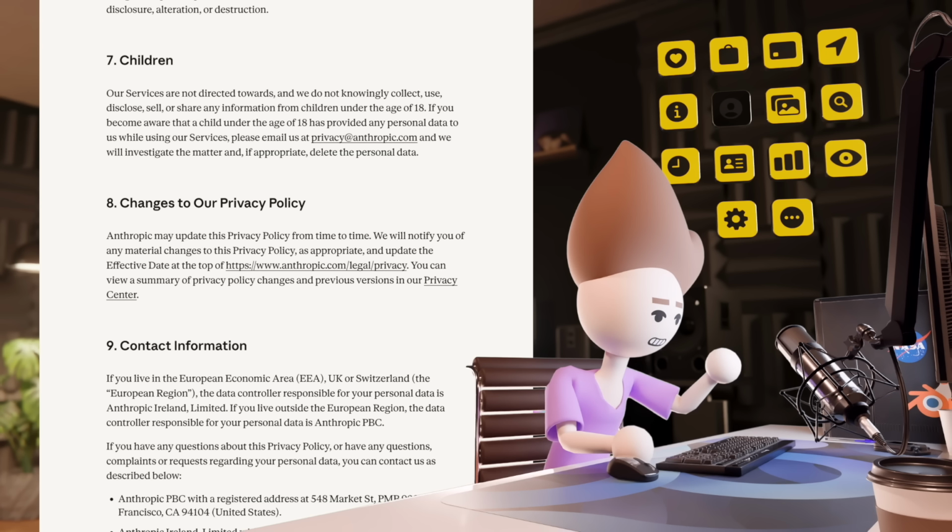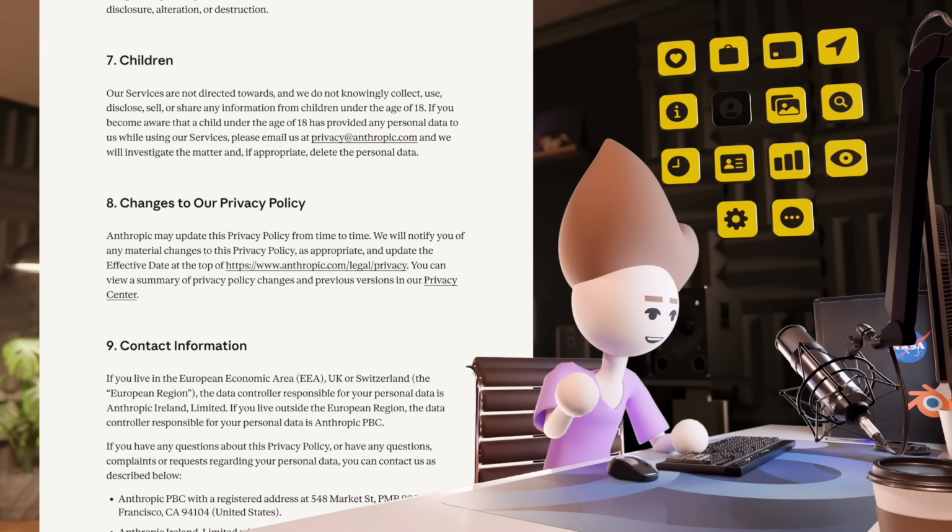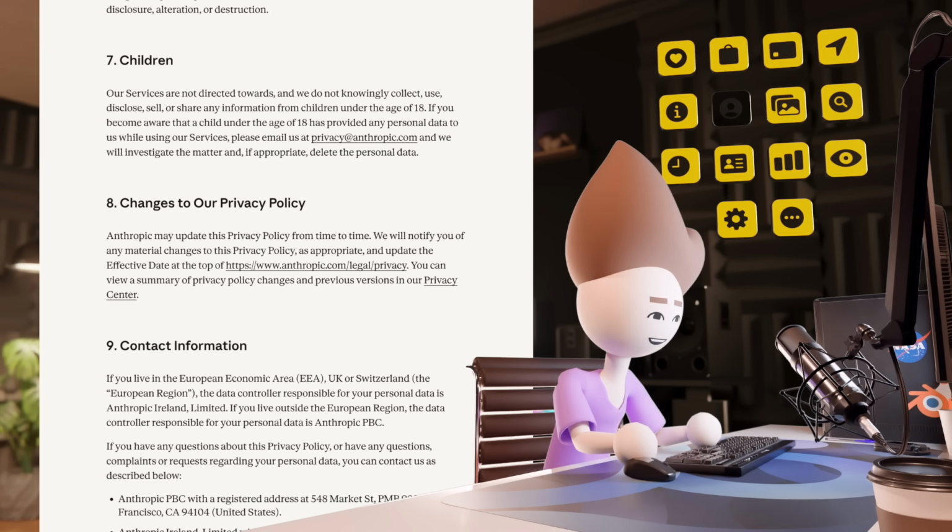Changes to our privacy policy. Anthropic may update this privacy policy from time to time. We will notify you of any material changes to this privacy policy as appropriate and update the effective date at the top of this policy. You can view a summary of privacy policy changes or previous versions at our Privacy Center.